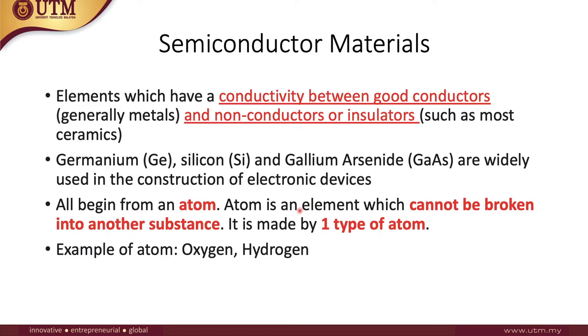So what is an atom, right? An atom is an element which cannot be broken into another substance. It is the smallest, the simplest substance, right? So it cannot be broken into another substance. It is made of one type of atom. Examples of atoms are oxygen, hydrogen, helium. All of those are atoms. All right, so we're going to look into detail. What is an element? Do you still remember what an element is?